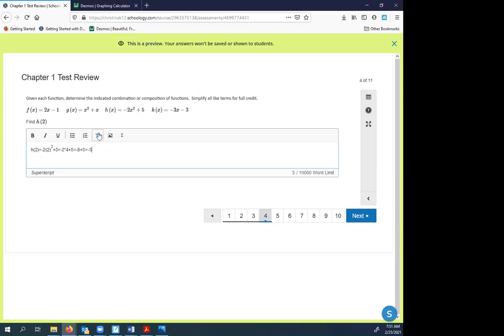Now, I kind of typed out my work as I was doing it there. You do not necessarily have to do that. I was just doing that so you guys can see where all that was coming from.